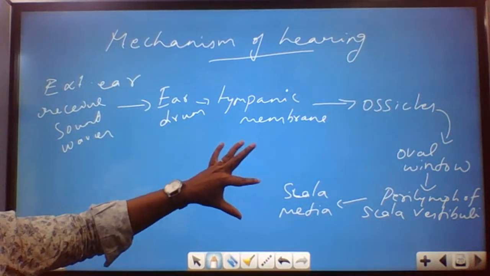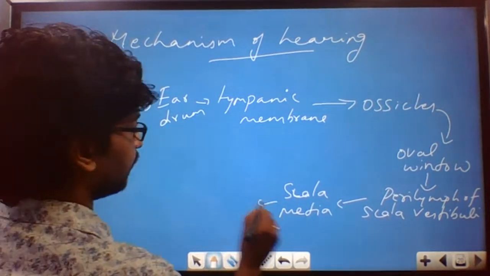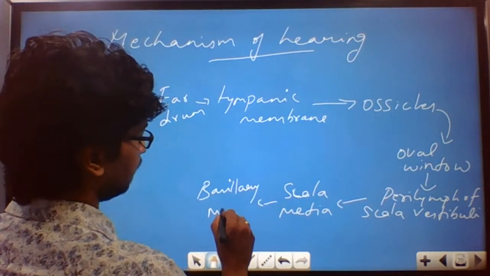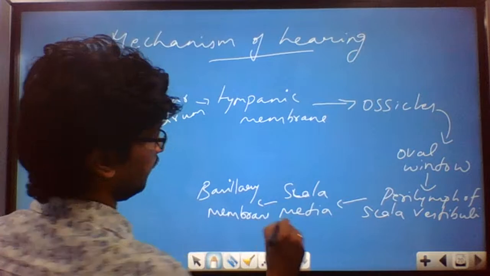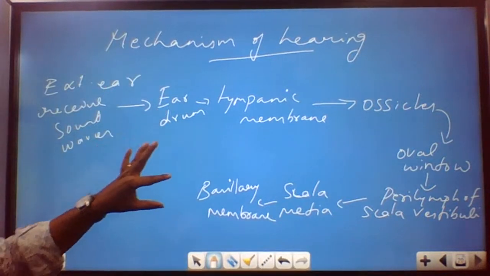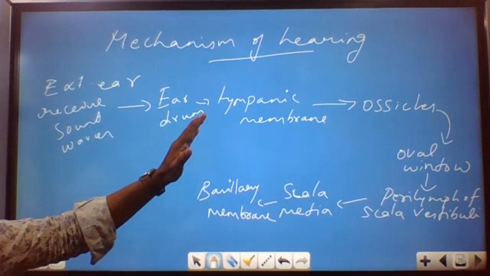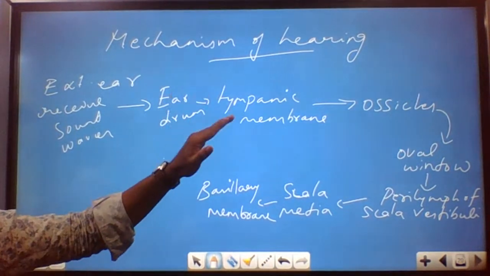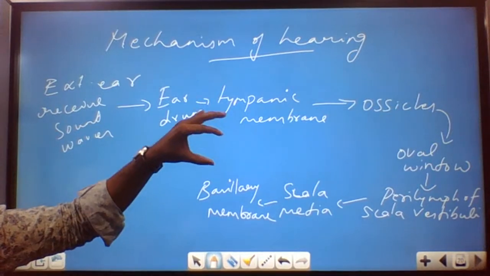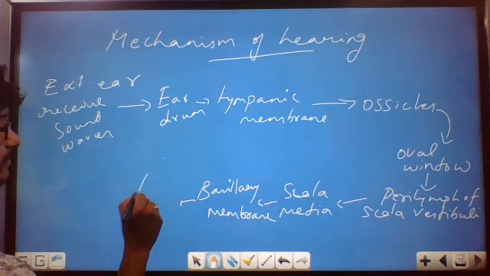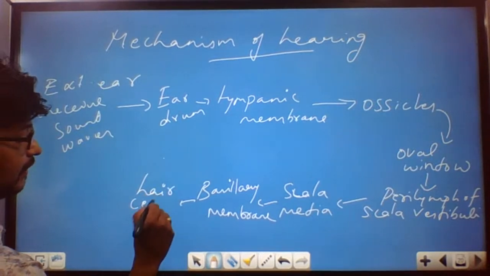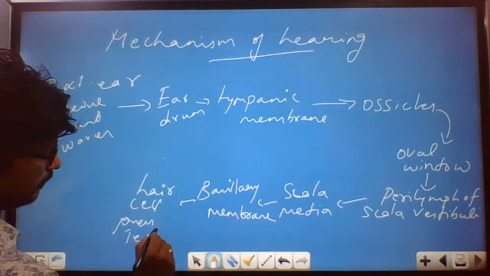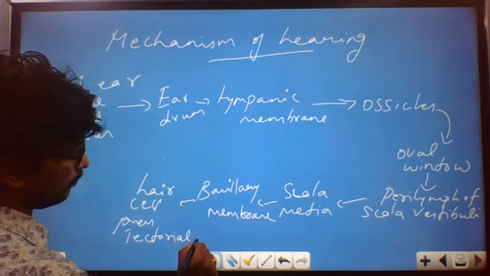And coming to the scala media, this goes to the basilar membrane. From the basilar membrane, there's a place where the hair cells start bending, and these cells press against the tectorial membrane. So the hair cells press against the tectorial membrane.